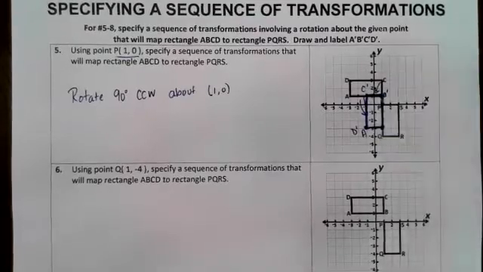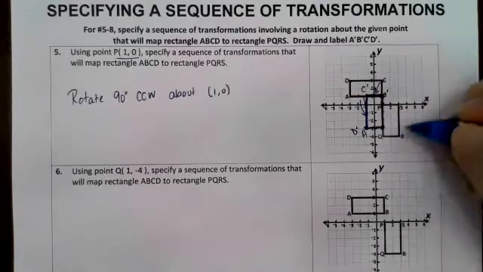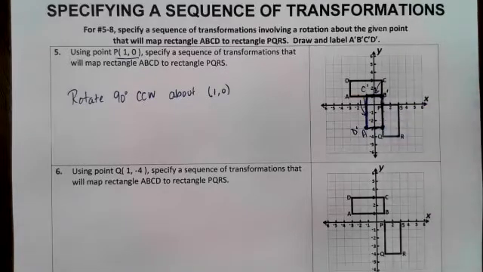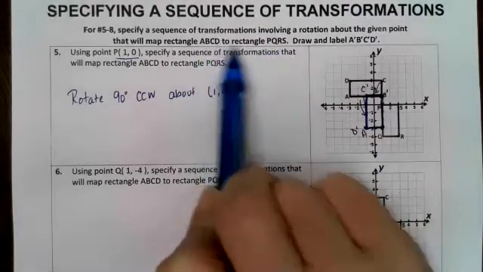rectangle. And then I need to shift it to the right and down. So to match up A to R. Sorry, A is going to P. Okay, I totally messed this one up. A needs to go to P. My B goes to Q. My C. Okay, let's move on to the next one.